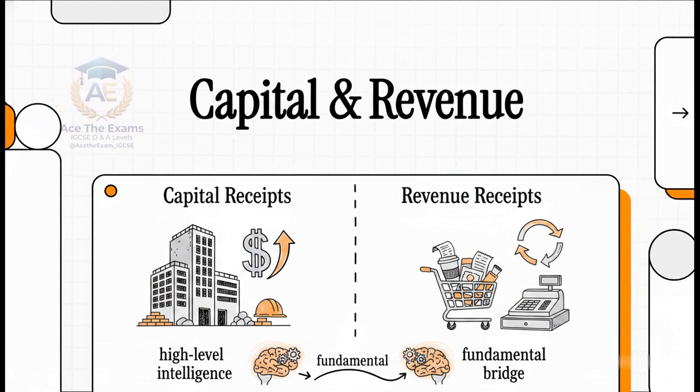Let's kick things off with a really quick concept recap. Remember, capital receipts are funds you get from non-trading sources. Think taking out a bank loan or selling off a non-current asset. Revenue receipts, on the flip side, are your standard day-to-day trading income, like your everyday sales revenue. Okay, let's master exactly how to record them.